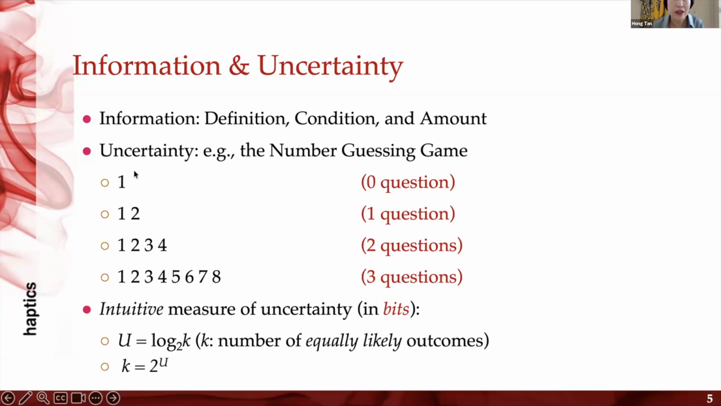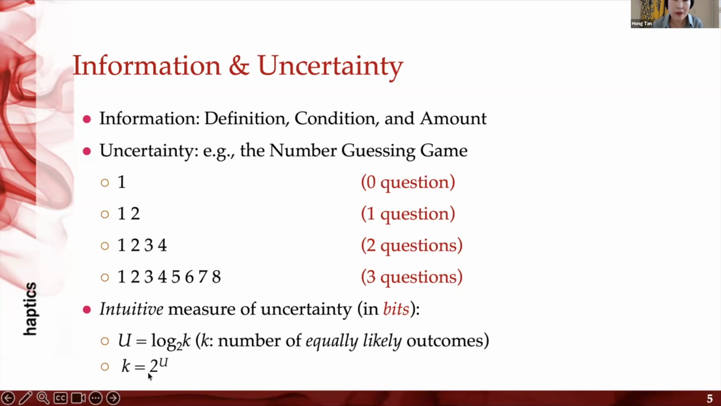So you realize that the number of numbers on the left and number of questions on the right are not linearly related. So that's something I want to impress on you. So this number of questions could be used as a measure of uncertainty, how uncertain you are in terms of what number I have in my head, right? So an intuitive measure of uncertainty, and bits, by the way, is the unit associated with uncertainty, is to define uncertainty as log base 2 of k, and k being the number of equally likely outcomes. So if I have 8 numbers, it's 3 bits. If I have 2 numbers, that's 1 bit.